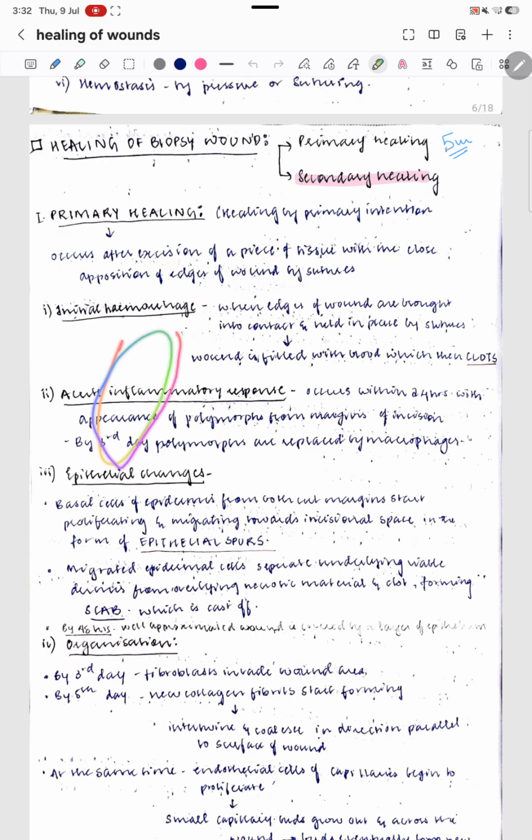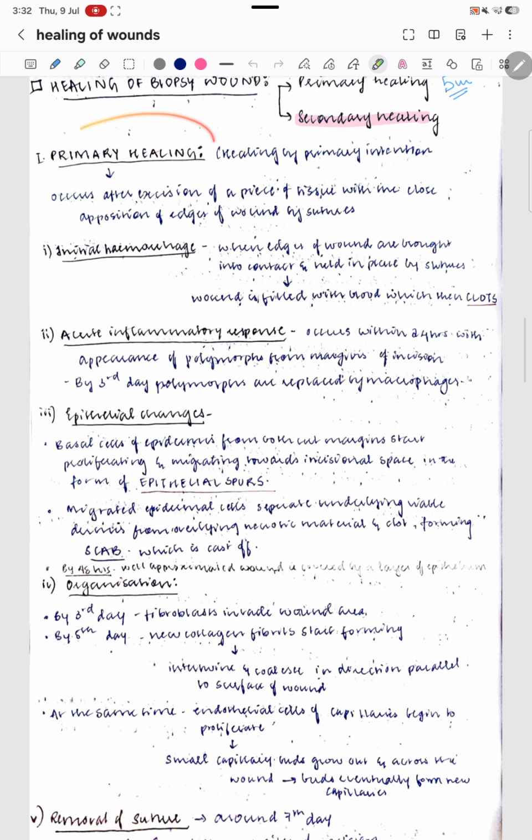Now if the wound is too big and the edges of the wound cannot be identified, then the wound is brought together by sutures. So the primary healing is done with the help of excision. After excision, the pieces of the tissue are brought close together by sutures.